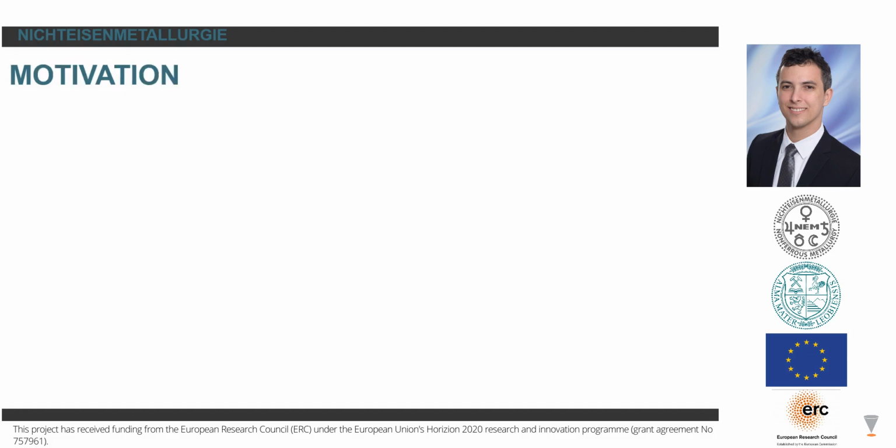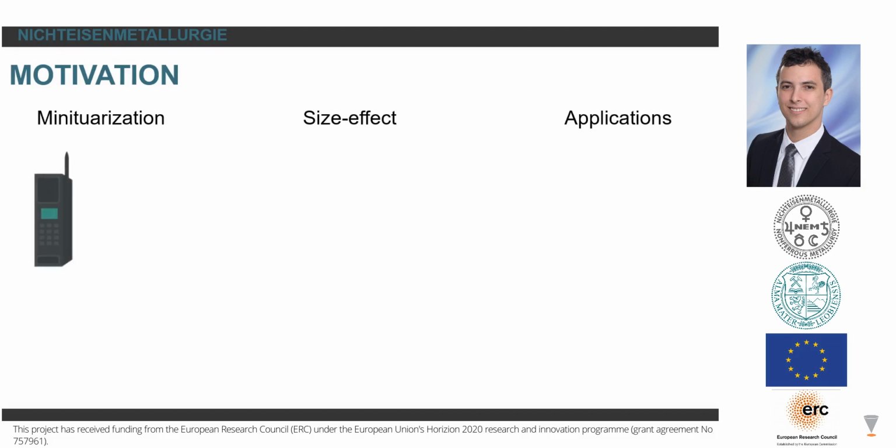As a motivation, we need to properly explain the importance of nanomaterials, and for that we need to go through three topics: miniaturization, size effect, and applications. As you see in the example of miniaturization, we have the classical phone example, in which you have decreasing size and enhancing properties. Nowadays we have a computer in our hands, and before you had a big phone, if you can put it like that.